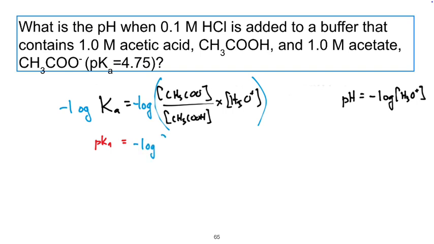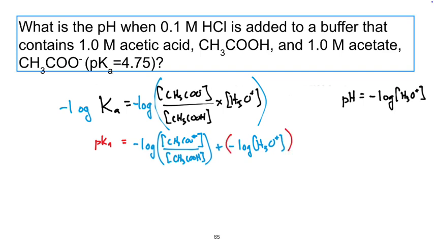The negative log of the first one, CH3COO minus over our CH3COOH, in parentheses. How do I distribute it to the H plus? When we're dealing with logs of the parentheses, it's plus the negative log of the H3O plus. You might say, isn't that kind of weird to write a plus minus there? It is very weird, but what am I trying to emphasize? What is the negative log of H3O plus? That's the pH.